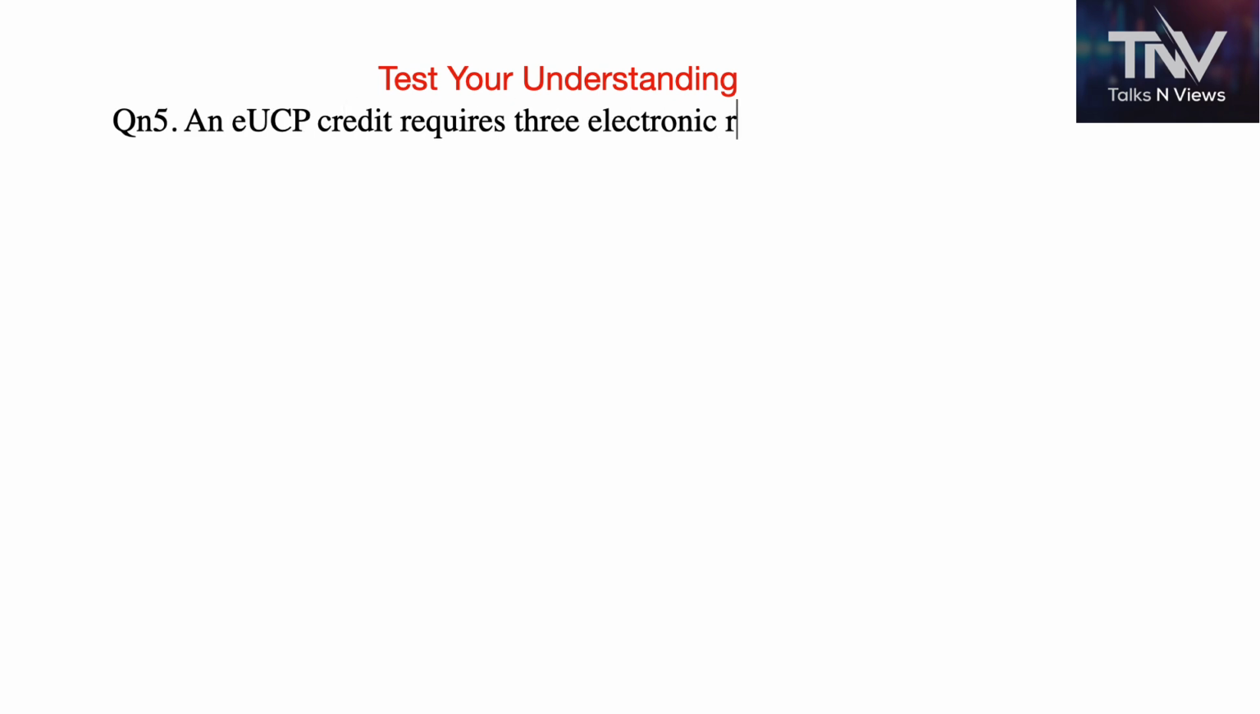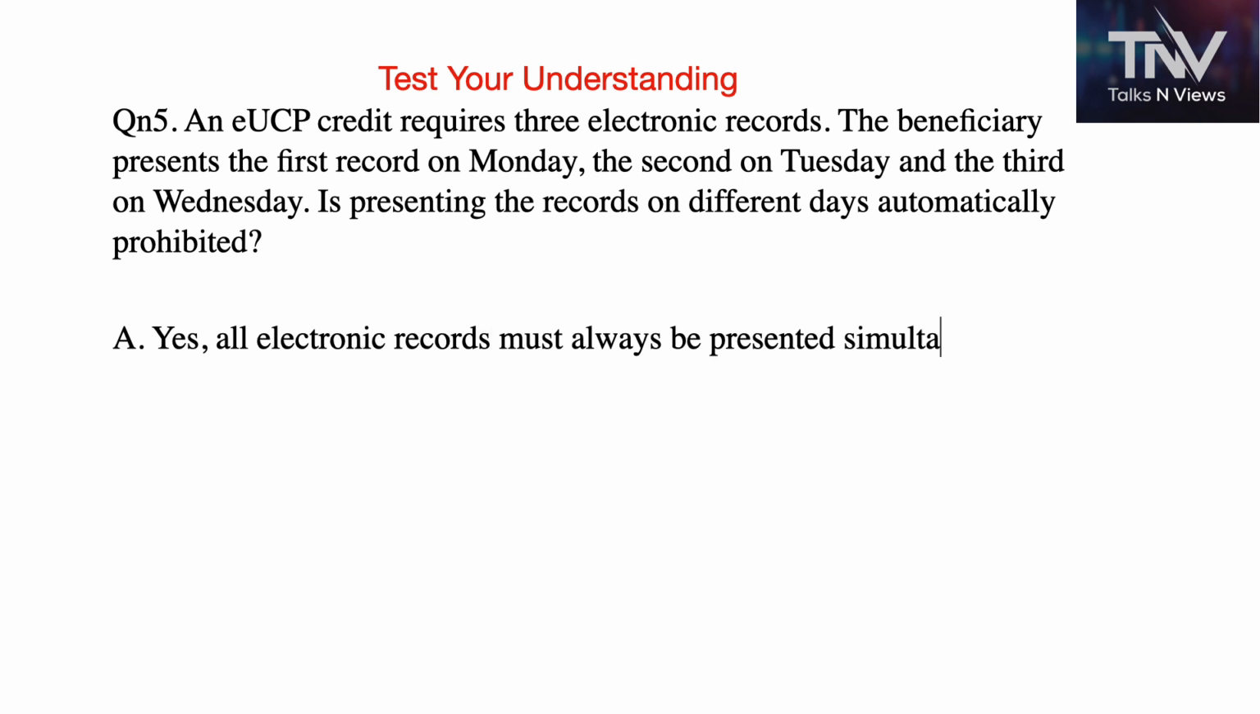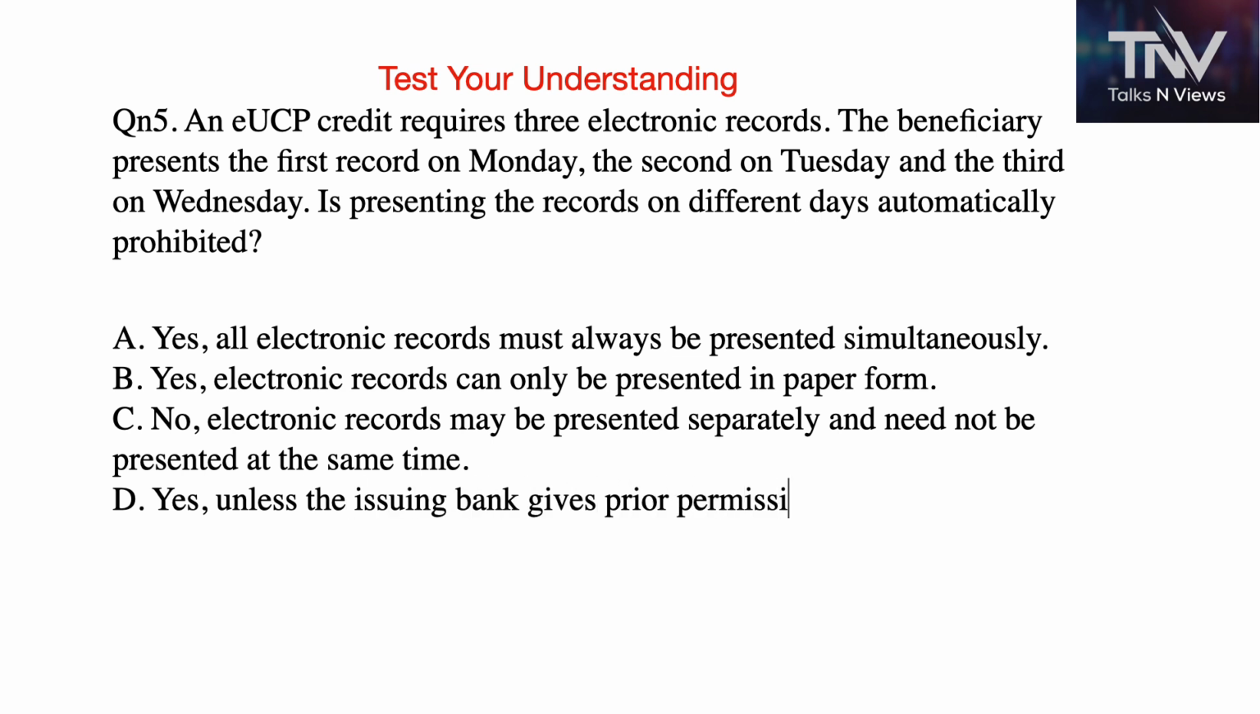Question 5. An eUCP credit requires 3 electronic records. The beneficiary presents the first record on Monday, the second on Tuesday and the third on Wednesday. Is presenting the records on different days automatically prohibited? A. Yes, all electronic records must always be presented simultaneously. B. Yes, electronic records can only be presented in paper form. C. No, electronic records may be presented separately and need not be presented at the same time. D. Yes, unless the issuing bank gives prior permission. Answer: C.